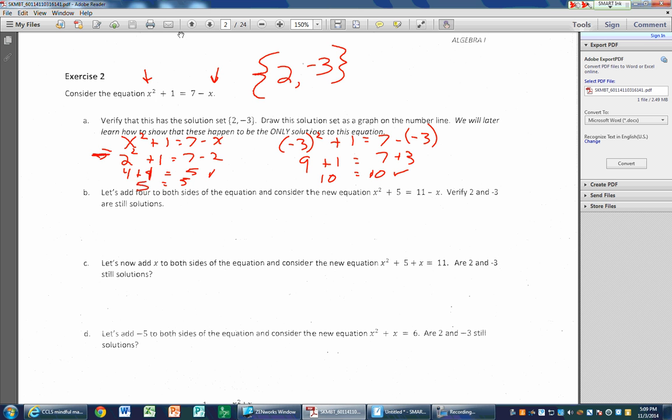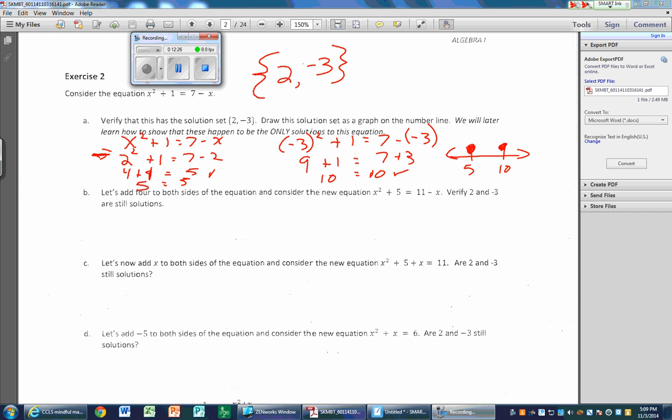Draw the solution set as a graph on the number line. We'll later learn how to show that there is only one solution set for the equation. And that's all we have. Draw it on the number line right there. We don't connect it, we don't shade in between. It's just the number 5 and the number 10 on the number line. So now where are we going next?